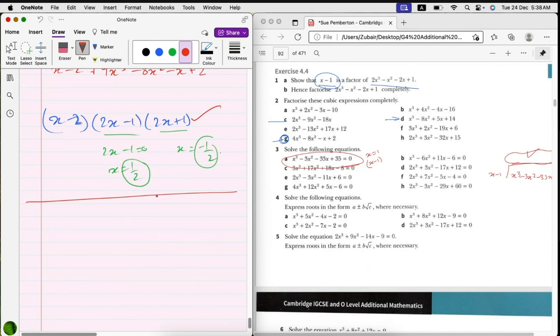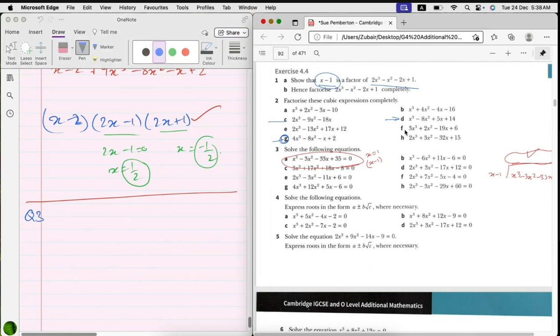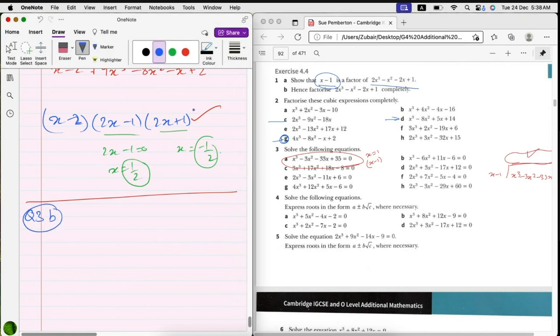Now the only difference in question 2 and 3, and let's say we've done this already. Let's try the B part. The only difference is we are leaving it as factors, and when we substitute it equal to 0, we will solve for x. x cube minus 6x square plus 11x minus 6 is equal to 0.